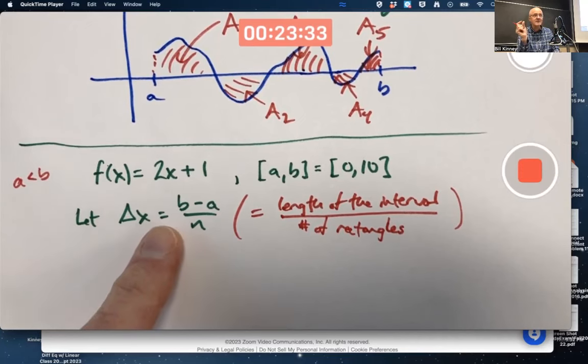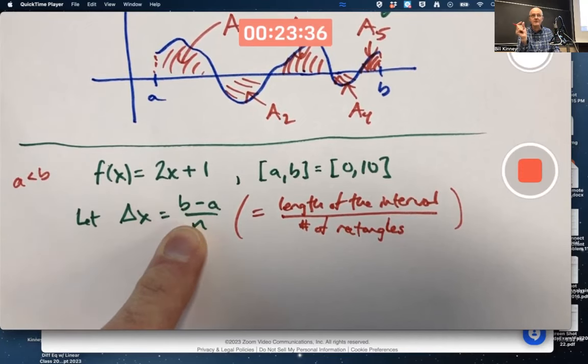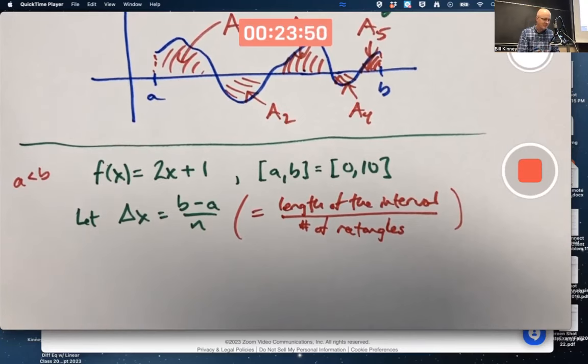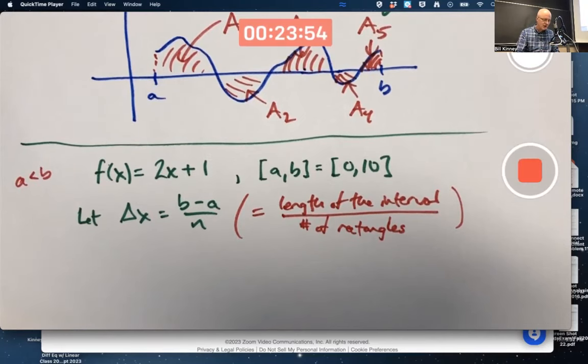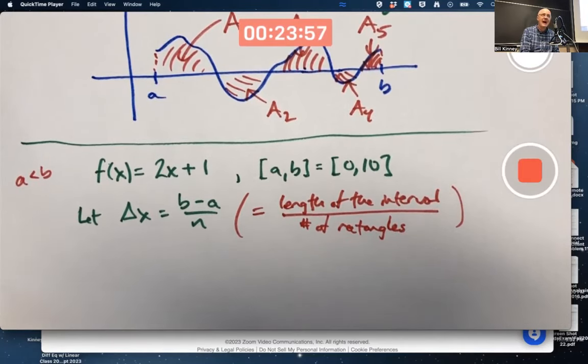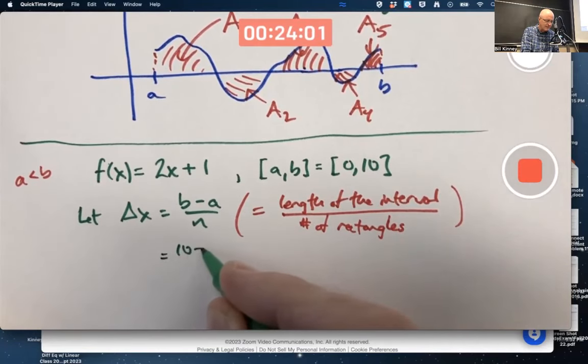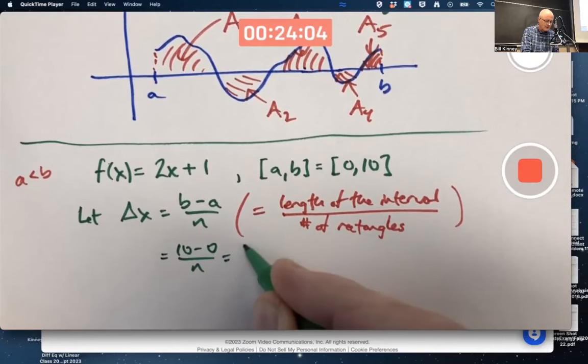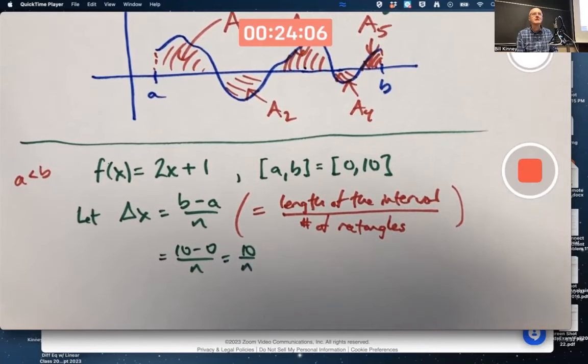In that case, if I do 1,000 pieces, it would be 10 minus 0 over 1,000. 10 over 1,000 is 1 over 100, 0.01 would be the length of each subinterval. That's going to be the base of each rectangle. The heights are going to be bigger in general. But I'm trying to do this abstractly, so I'm not going to specify what n is here, but I will go ahead and plug in a and b. So this becomes 10 over n for this example.